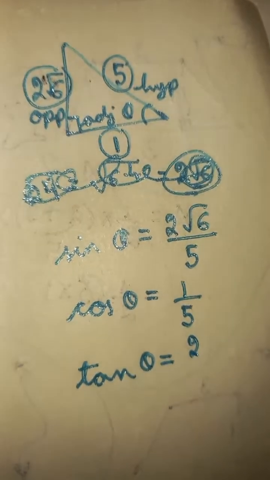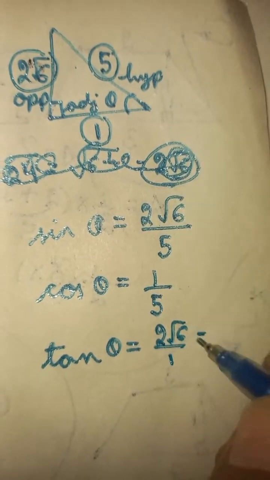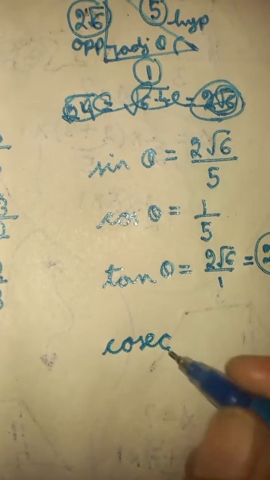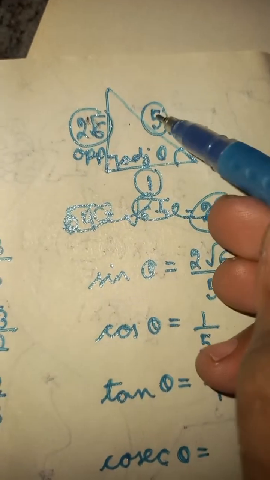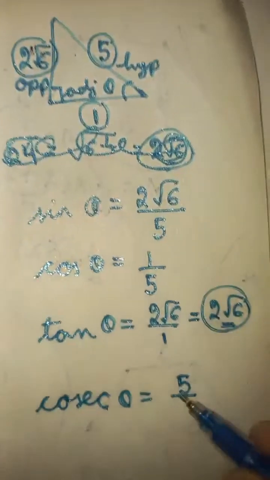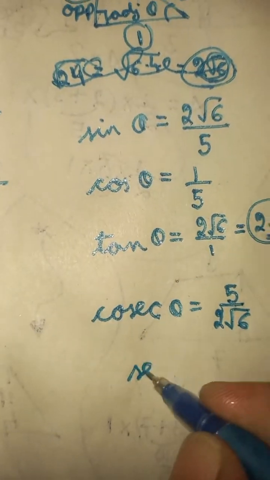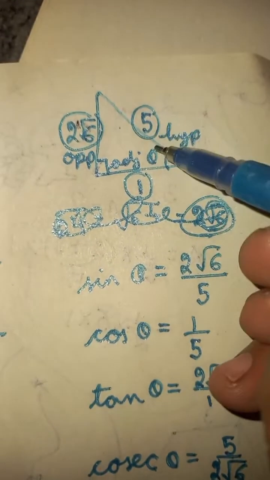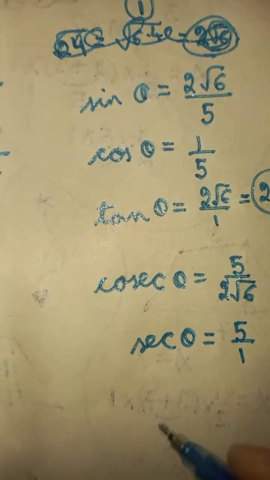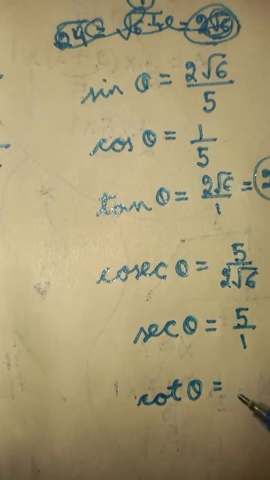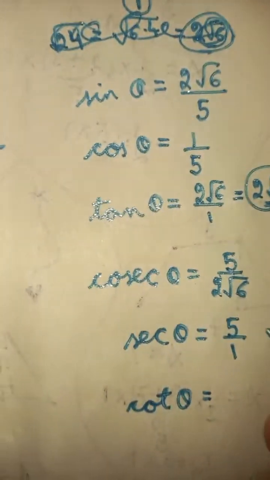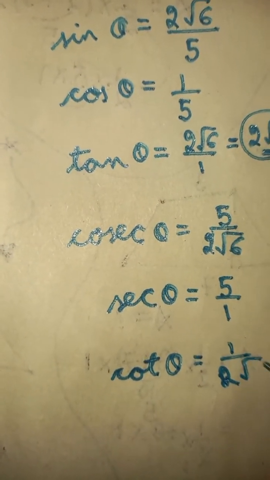This is 2 root 6 by 1, or it can be written as 2 root 6. Now let's write the different ratios, that is cosecant theta. Cosecant theta means hypotenuse by opposite, so it becomes 5 by 2 root 6. Now let's write secant of theta: hypotenuse by adjacent, so it is 5 by 1. Let's take the final one, which is cot theta. Cot theta is adjacent by opposite, so it becomes 1 by 2 root 6.